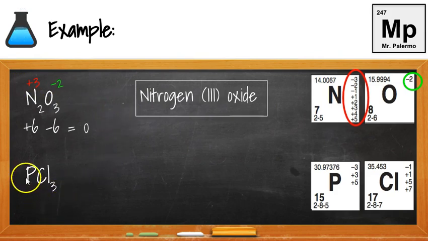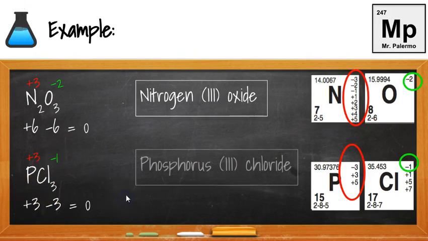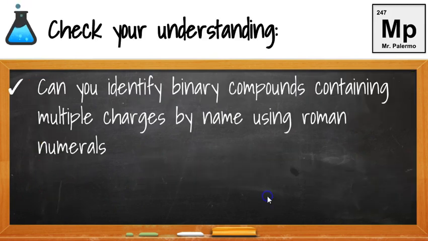Last one, I look up P. Also a nonmetal, has more than one charge, so we need Roman numerals. Now I look up the Cl. That's a -1. I assign that, set it equal to 0. This is -3. That means P must be +3. And then my name is going to be phosphorus(III) chloride. Let's check your understanding. Can you identify binary compounds containing multiple charges by name using Roman numerals?